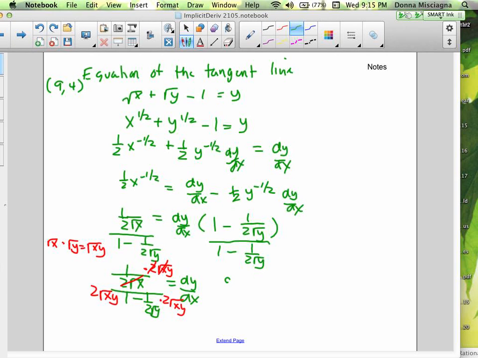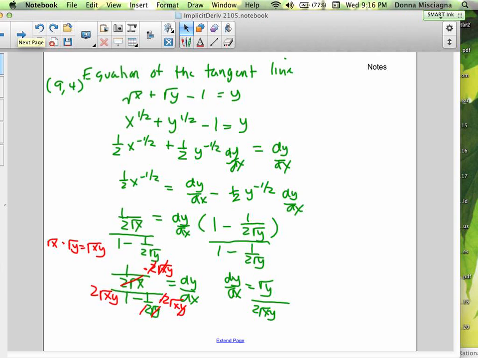And I'm going to just put the dy dx first. So dy dx is equal to, in the numerator, we are left with a square root of y. In the denominator, 2 square roots of xy times 1 is just going to be 2 square roots of xy. And then the second term, the 2 will cancel, the square root of y will cancel, but the square root of x is left. So square root of y over 2 square roots of xy minus the square root of x. There's our derivative.